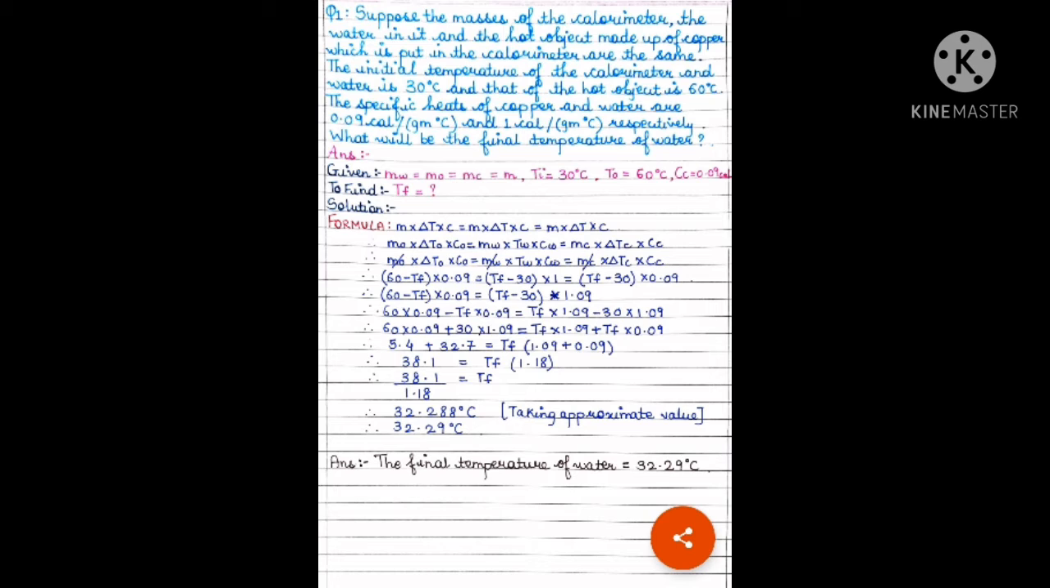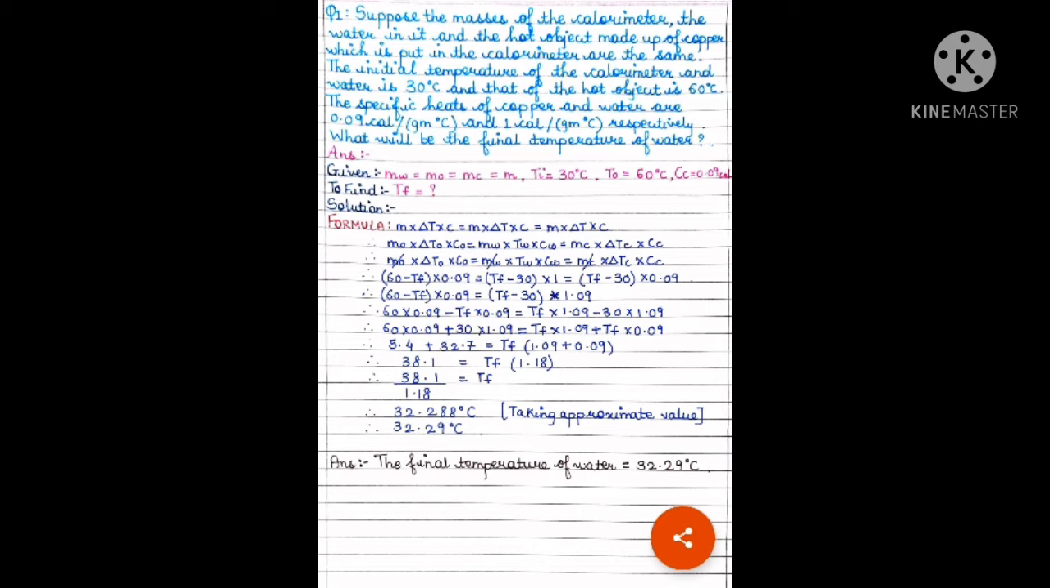Question 1. Suppose the masses of the calorimeter, the water in it and the hot object made up of copper which is put in the calorimeter are the same. The initial temperature of the calorimeter and water is 30 degrees Celsius and that of the hot object is 60 degrees Celsius. The specific heats of copper and water are 0.09 calorie per gram degree Celsius and 1 calorie per gram degree Celsius respectively. What will be the final temperature of water?